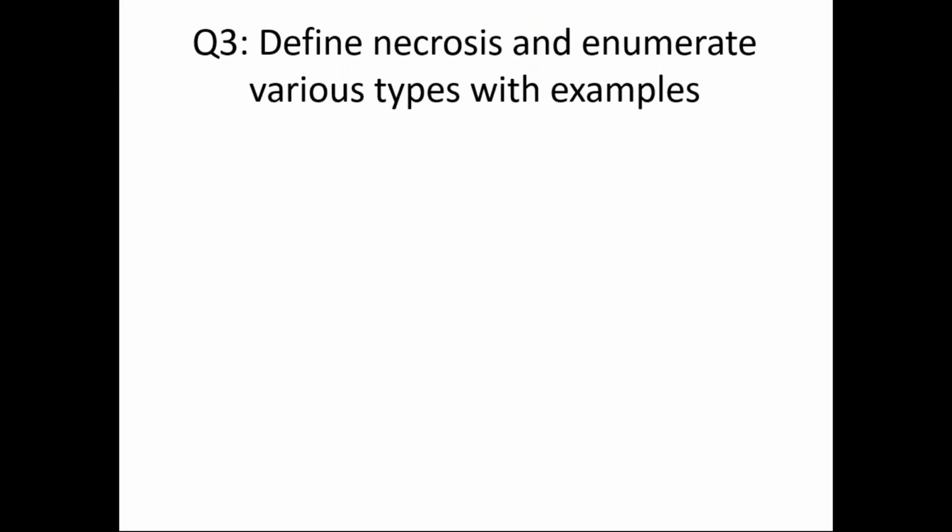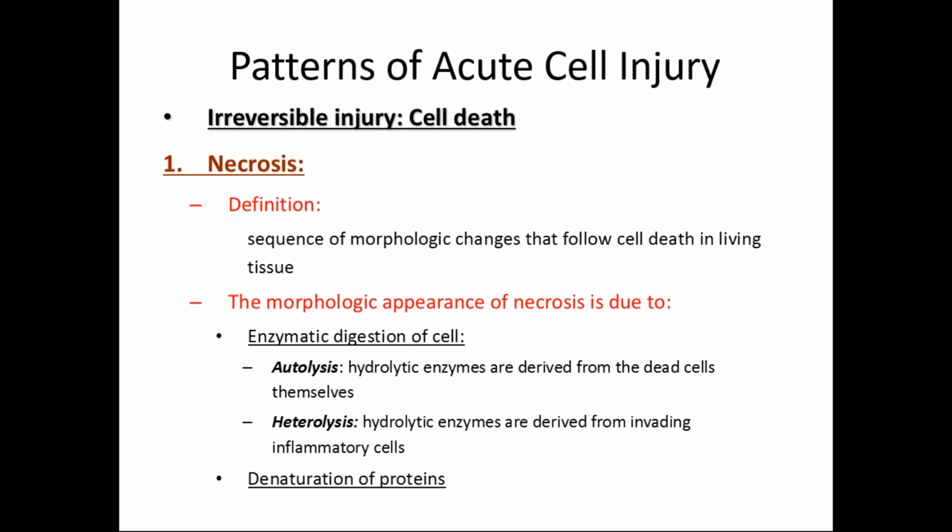Then coming to the third question, define necrosis and enumerate various types of necrosis with examples. So what are the major patterns of acute cell injury, like irreversible injury or cell death? That is necrosis. Coming to the definition, necrosis is the sequence of morphologic changes that follow cell death in living tissue. The morphologic appearance is mainly due to enzymatic digestion of the cell. So enzymatic digestion of the cell occurs in necrosis, which is of two types mainly.